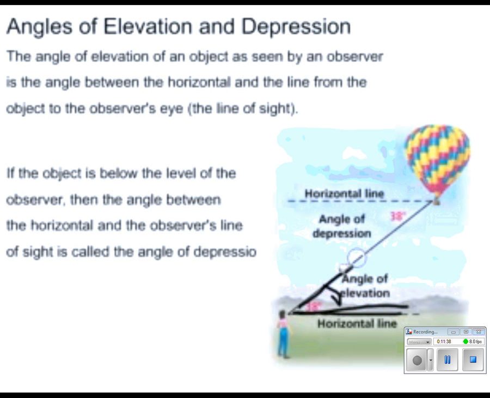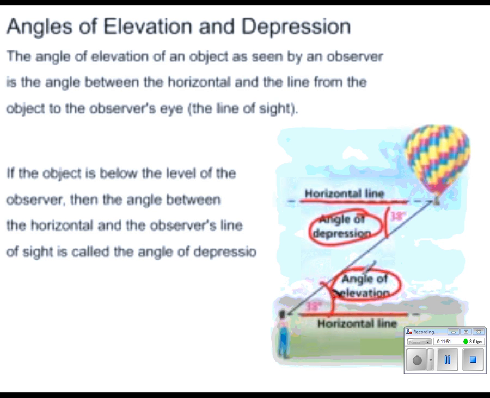We have the line of sight as a transversal, with our two horizontal lines parallel. Notice that we have alternate interior angles, and the angle of depression is the same as the angle of elevation. Keep that in mind. It is very important that this observer's angle of depression as they look down is this other observer's angle of elevation, and they are the same measure.